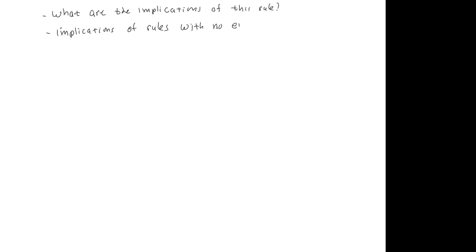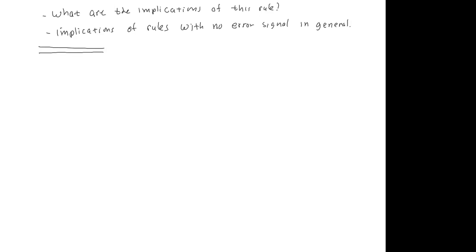So what are the implications for this rule, and also implications of rules with no error signal in general. Okay. You might think with no error signal, these would be completely useless. It turns out that's not exactly true. They can do things. But I think eventually we're going to need to figure out where the error signal comes from.